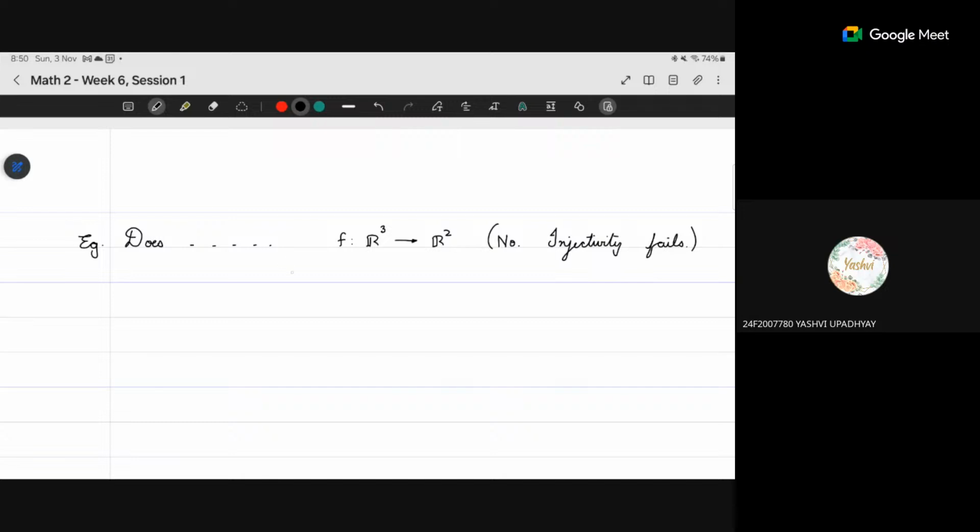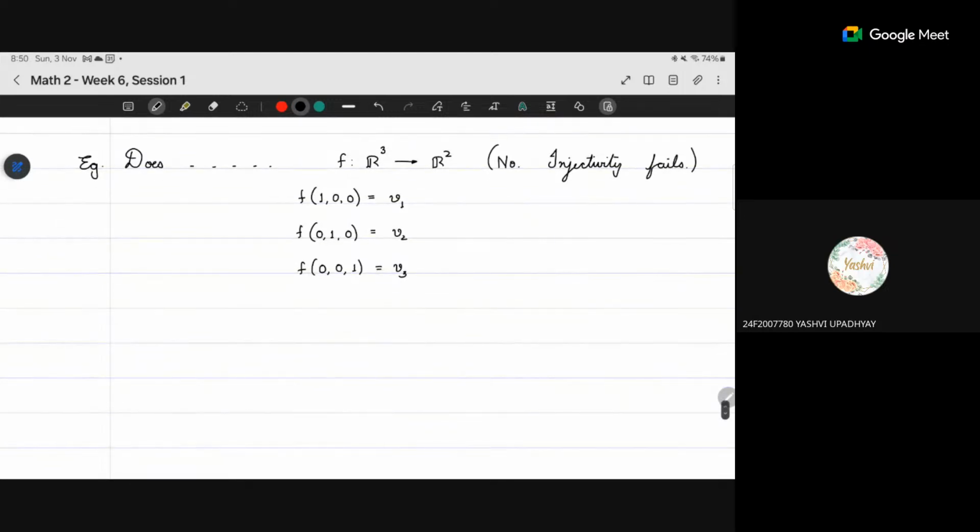So I'll quickly sketch it. I won't go into the details. Suppose your f(1,0,0) is V1. I'm just going to call it V1. I'm not going to call it X1, Y1, X2, Y2. Just note that this is a two coordinate thing. This is V1, V2, V3. Suppose you have something like this. Then, okay, injectivity fails I have not actually talked about when injectivity fails. We'll see that later.